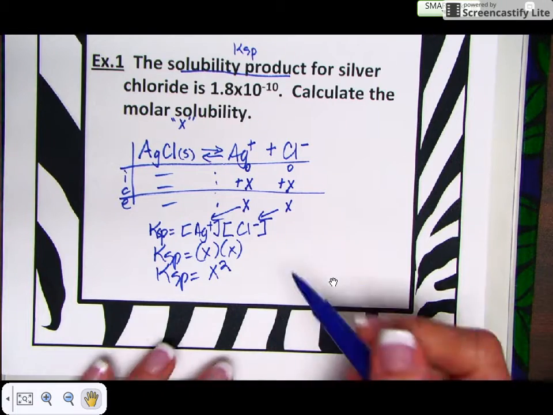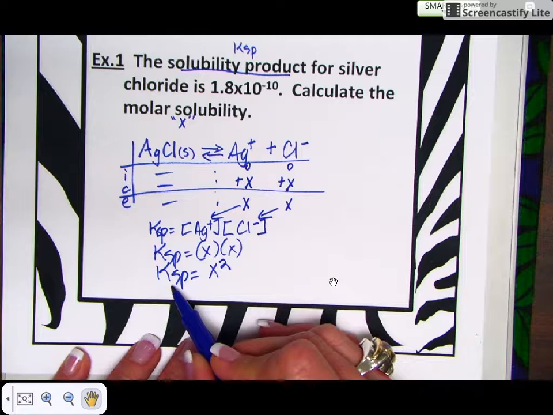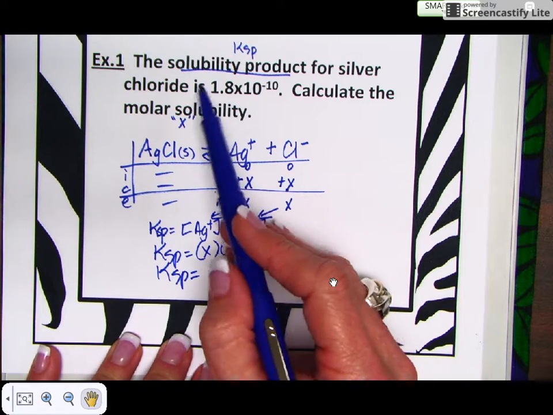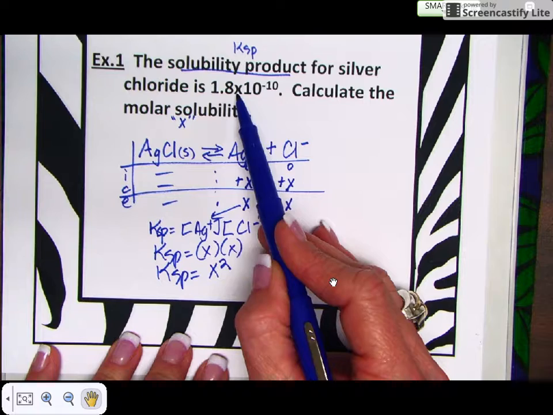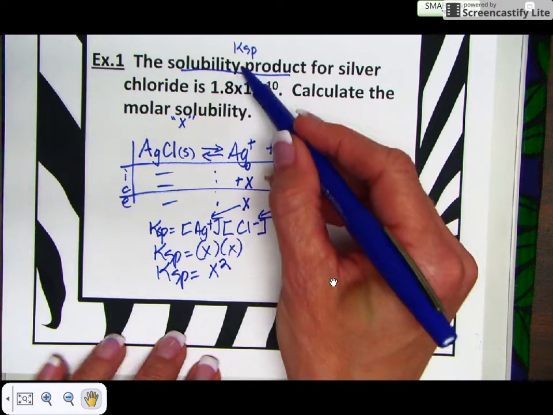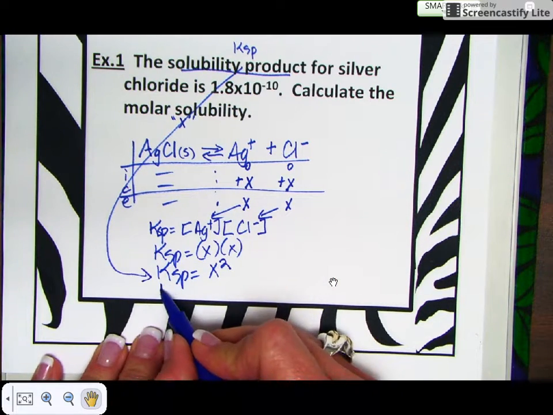All right, let's pick up where the last video cut me off. I'm almost done. So now we just figured out that Ksp is equal to x squared. Remember, it says the solubility product is 1.8 times 10 to the negative 10. So they're giving us Ksp, and that's what we're plugging in here. So let's plug into that.